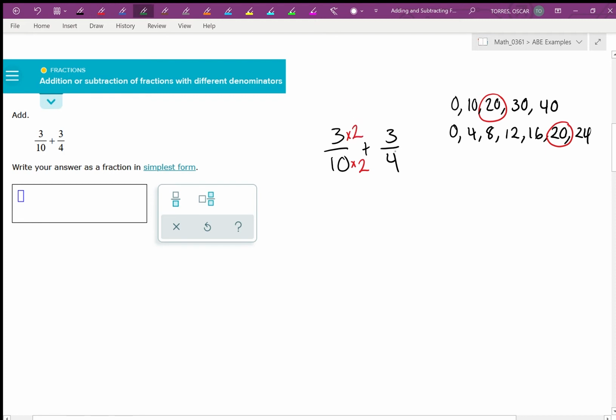For the second fraction, we're going to go through the same process. How do I turn that 4 into a 20? Well, we need to multiply it by 5. So I'm going to multiply the top by 5 as well.